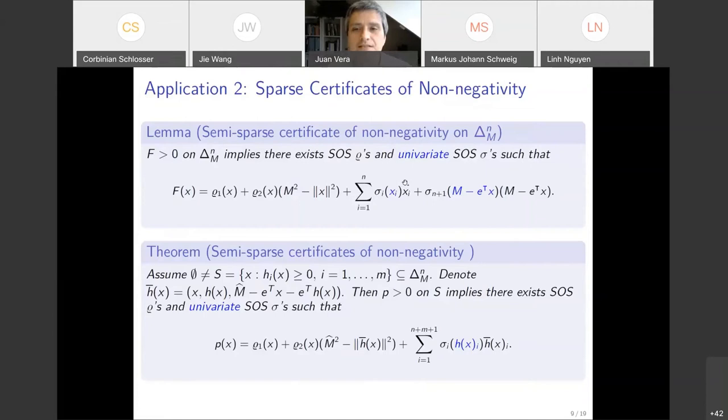And why do we call it semi-sparse? It looks like a Putinar certificate, so it has SOS, and then I have SOS multiplying the constraints in the simplex, this constraint and this constraint here. Actually, I don't know if you see, Marcus, do you see where I'm pointing?